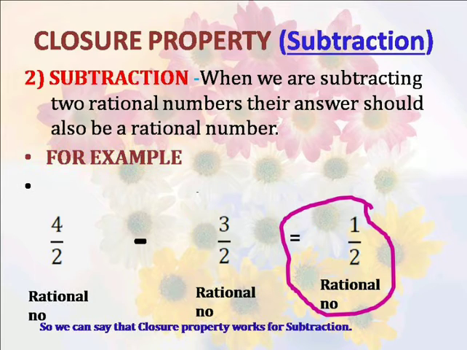Now, number 2, closure property for subtraction. Closure property for subtraction says that when we are subtracting two rational numbers, their answer should also be a rational number. Let's see this example. 4/2 minus 3/2 is equal to 1/2. Here 4/2 and 3/2 are rational numbers. When we are subtracting, we are getting 1/2. That is also a rational number. So closure property works for subtraction.